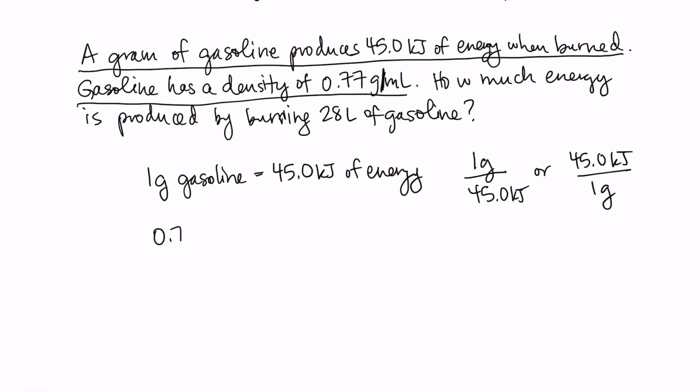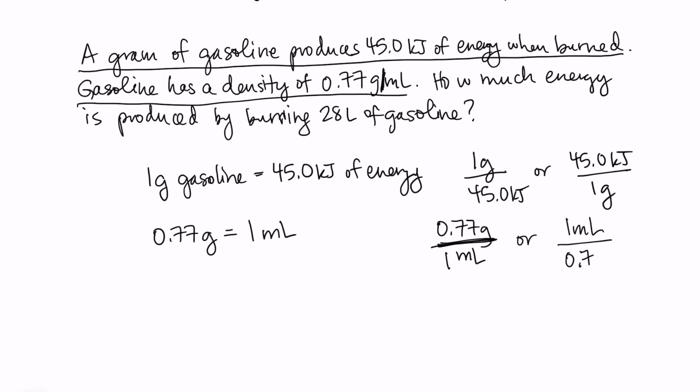I know that 0.77 grams of gasoline equals 1 milliliter of gasoline. And so I can write 0.77 grams per milliliter. Notice I'm using the horizontal line here, not the dash or slash, right? Or I could also write 1 milliliter is the same as 0.77 grams. So those are both conversion factors.